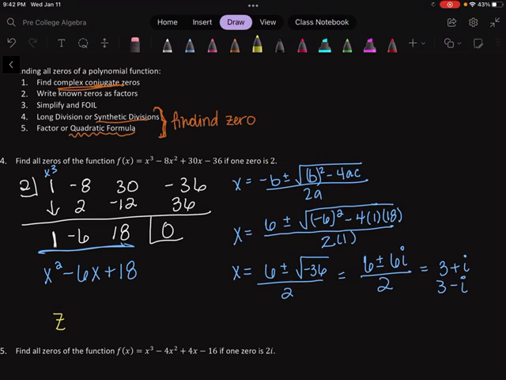So our zeros are 2, 3 plus i, and 3 minus i. And I think there's only one question on the homework like that.